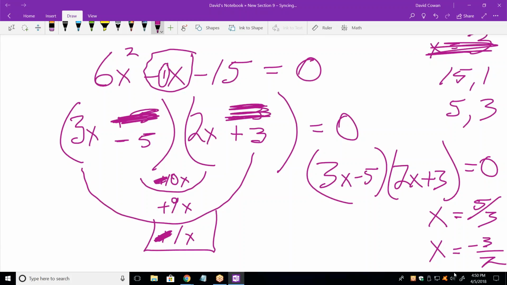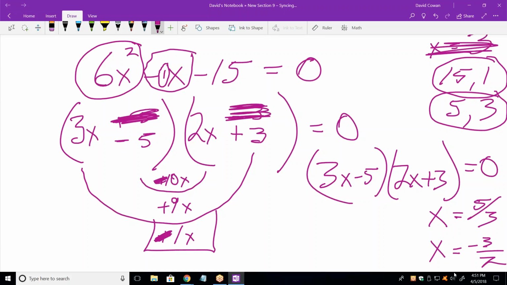Okay. Now, what if I would have tried all combinations? In other words, I try all combinations of 5 and 3, and I can't produce the middle term. My next step would probably be to try all combinations of 15 and 1. And then if that didn't produce the middle term, I would go back and resplit that into 6x and x and start the whole process over again.